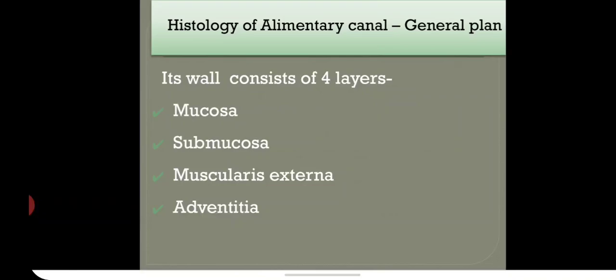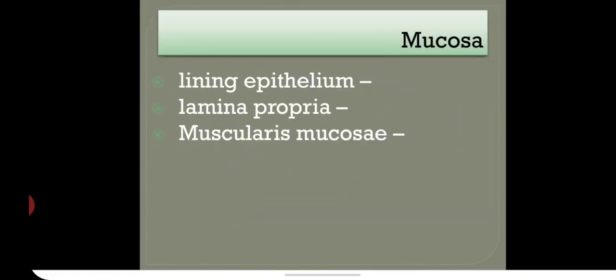So before that, the general plan of the histology of the alimentary canal consists of 4 layers: mucosa, submucosa, muscularis externa and adventitia. So these are the 4 important layers in the GIT. What is the lining epithelium of the GIT? It is the simple columnar epithelium. And the mucosa also contains the lamina propria and muscularis mucosae. So the mucosa is made of 3 layers: lining epithelium, lamina propria and muscularis mucosae.